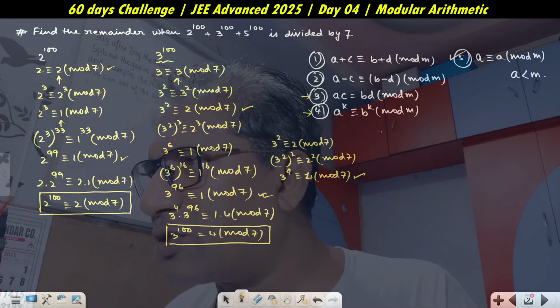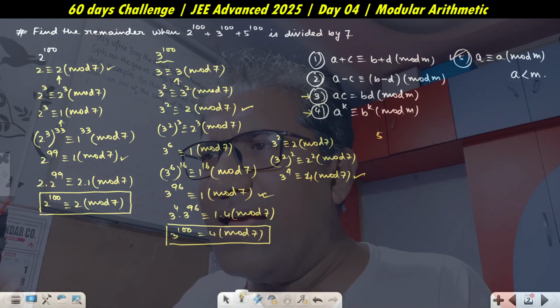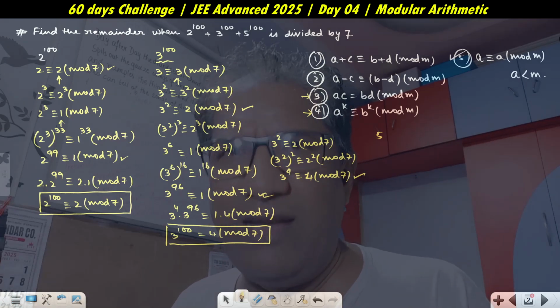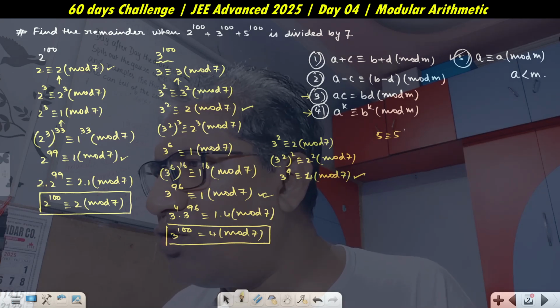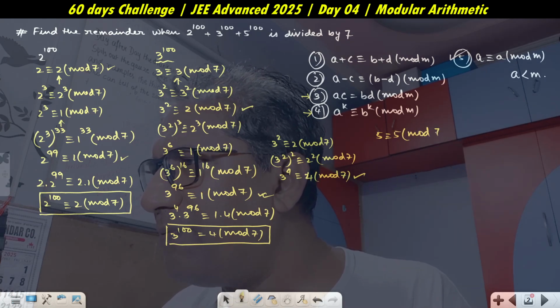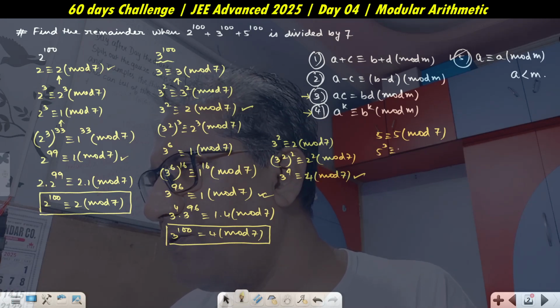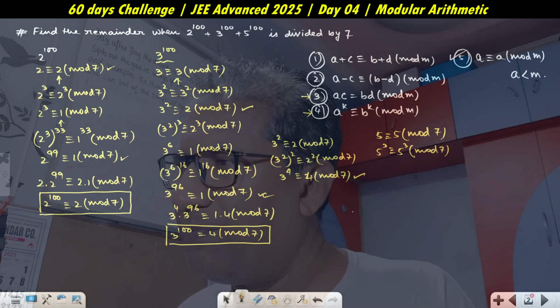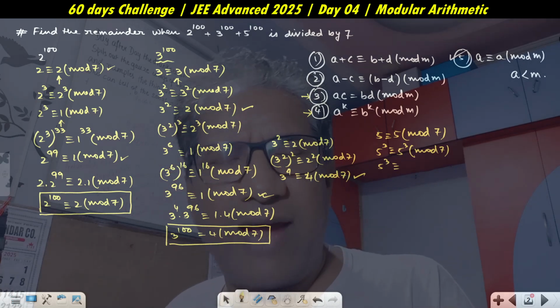Now let us come to the last part, 5 to the power 100. So now this I will do a little fast, because now we are comfortable with this kind of thing. You people will understand that. 5 is congruent to 5 modulo 7. So now let me just raise its power to 3. So we are having 5 to the power cube modulo 7. Now 5 to the power cube is basically 125, right?